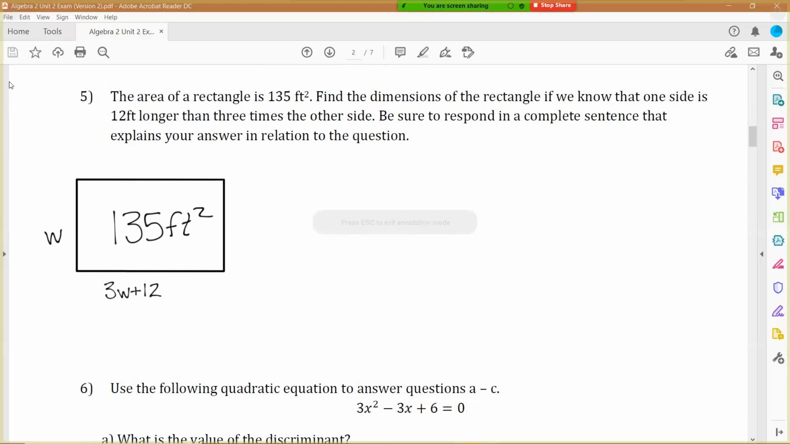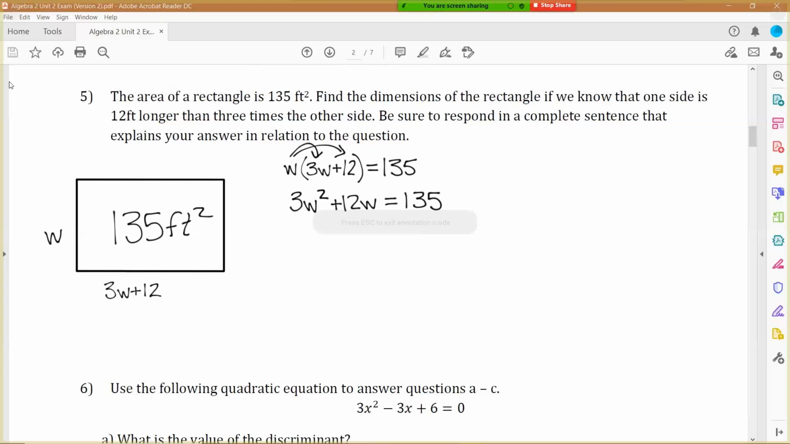If I ask you to find the area of a rectangle, hopefully you know that the area is length times width to get your area. So we're going to take the W times the 3W plus 12. If you use X's instead of W's, that's fine. Equals the area, in this case, 135. So really, I'm asking you to solve this equation. The first thing you want to do is get rid of your parentheses. So we're going to distribute the W in. So 3W times W is 3W squared. And 12 times W is 12W. Still equals 135.